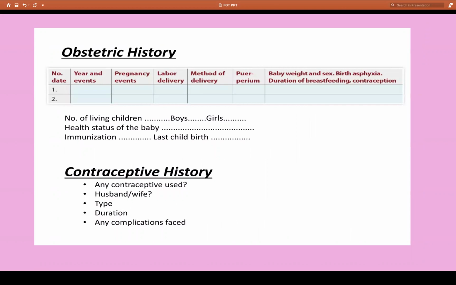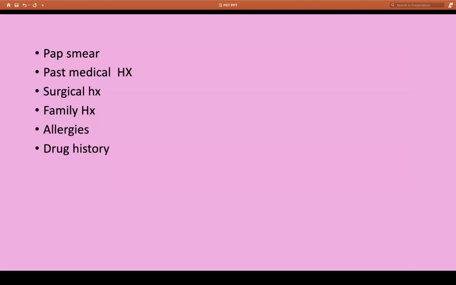Then obstetric history: ask for the number of children she has, mode of deliveries, and any complications, antepartum, intrapartum, postpartum, and the last baby, weight of baby, and previous births. Then contraception history is very important: whether she is taking any contraception, and what her future plans for pregnancy are. Then ask her about pap smear, whether she has done it, when, whether it was normal or abnormal, and whether she has undergone any treatment.